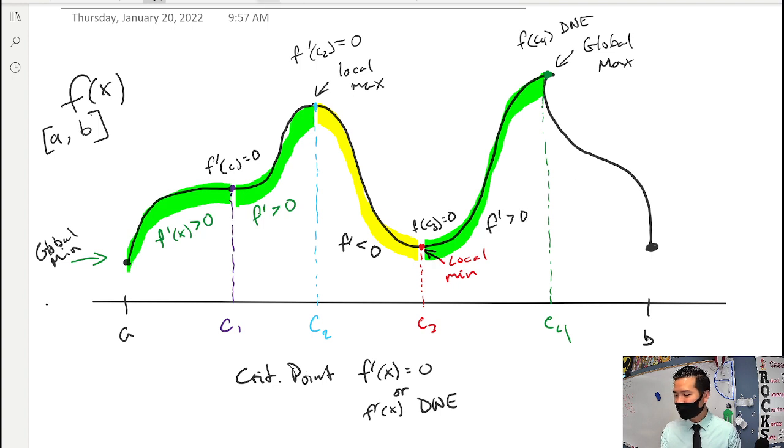And last but not least, the last part, what would you say about this right here? What's the derivative here? Aside from the non-existent part, we'd say it's negative over here as well, right? So f prime here is going to be less than 0.